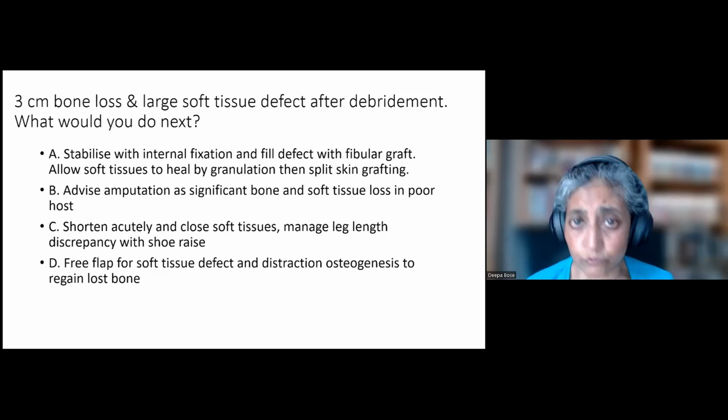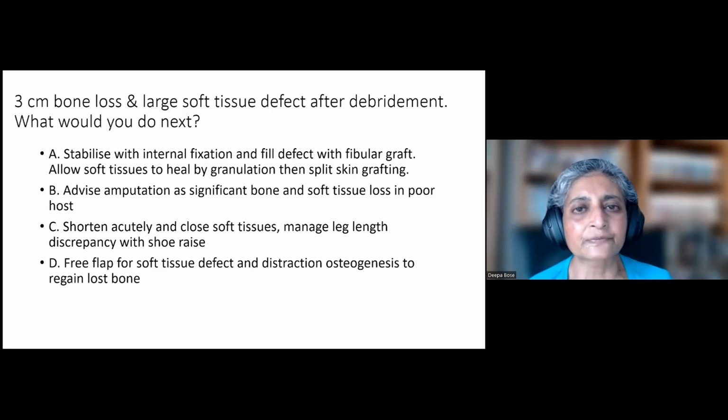So B isn't wrong. B is a perfectly reasonable option. Shorten acutely and close the soft tissues. Well, you could do that if you had a host who had multiple comorbidities and wasn't able to withstand a big reconstructive surgery, then that would also be reasonable.